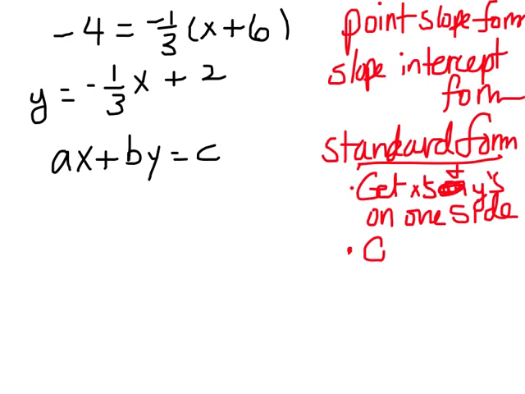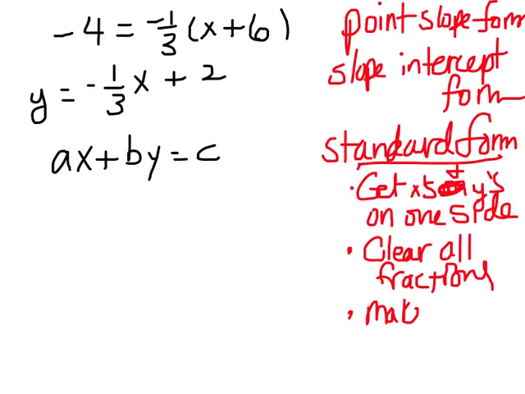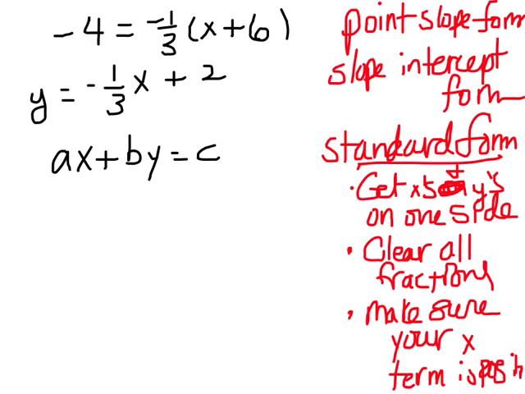You have to clear all fractions, because it's considered impolite to have a fraction in standard form. And then you have to make sure your x term is positive. All of this is considered polite communication in math. There's like a protocol, if you would. It's not that it's a wrong equation if you don't do these things, but it's considered polite and correct to do it this way. I'm going to start with this one just because it's easier to move some stuff over.